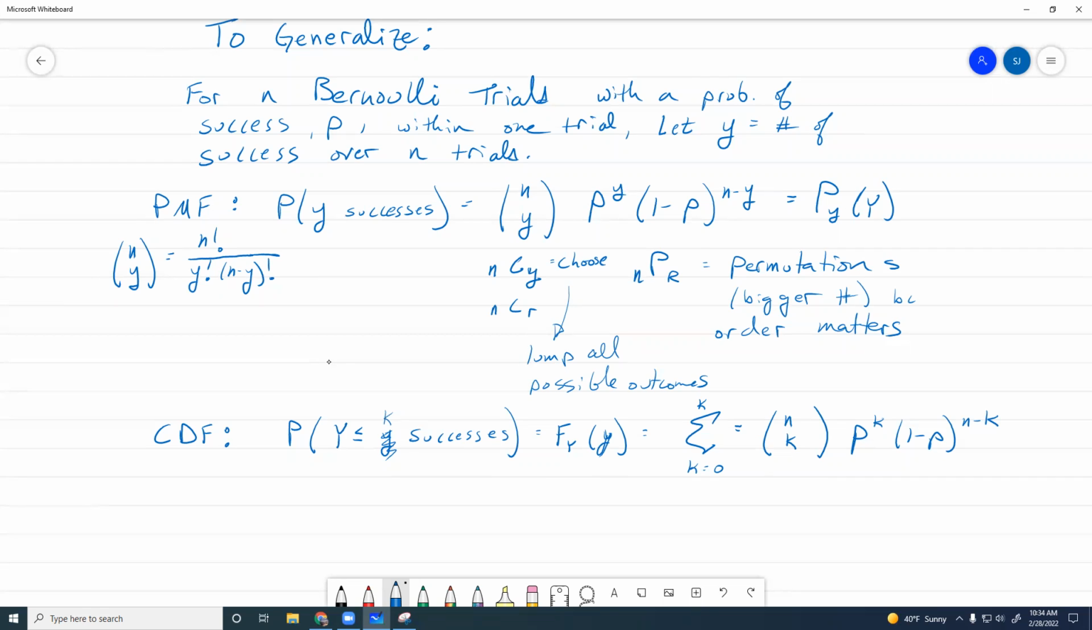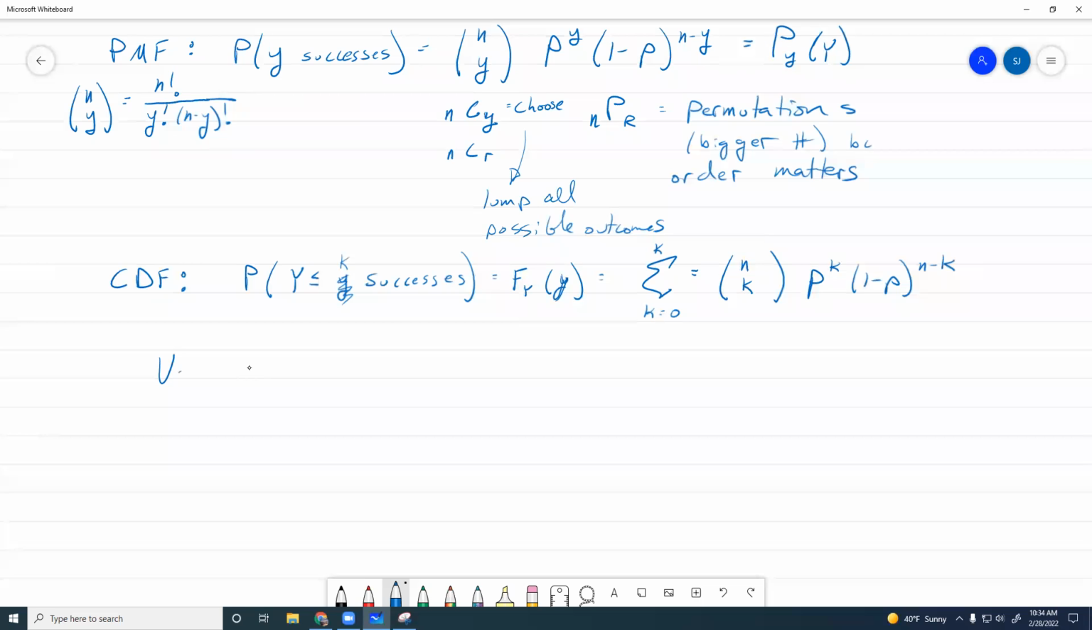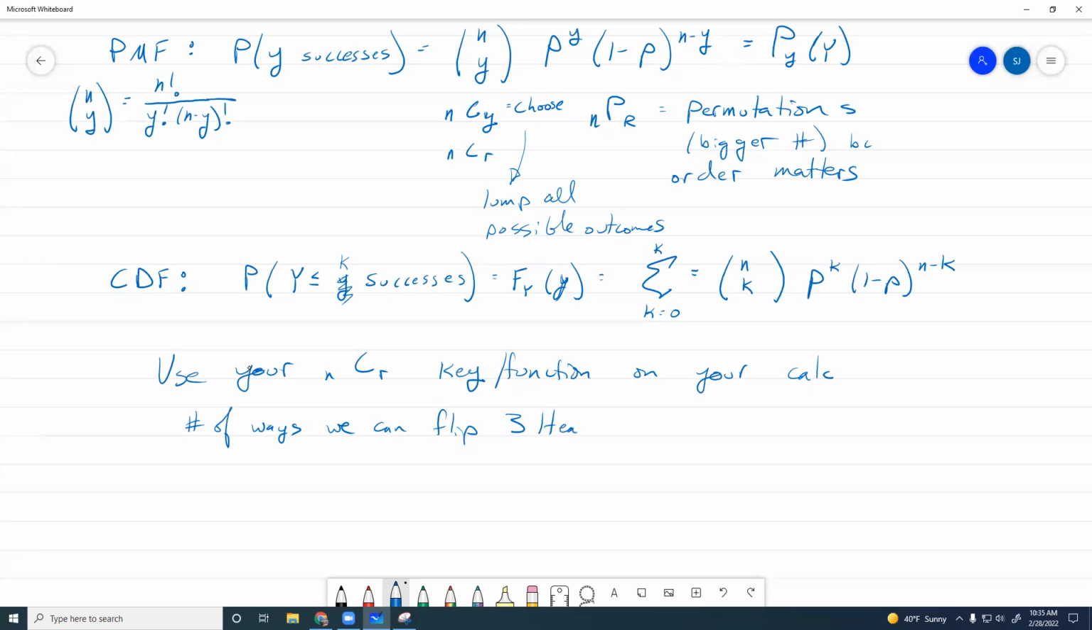So let's use our probability nCr key on our calculator and do some probability calculations. We'll start simple. Our function. Let's find out the number of ways we can flip 3 heads in 3 coin tosses.